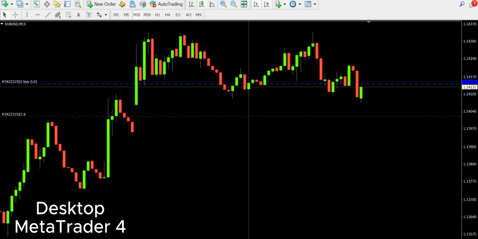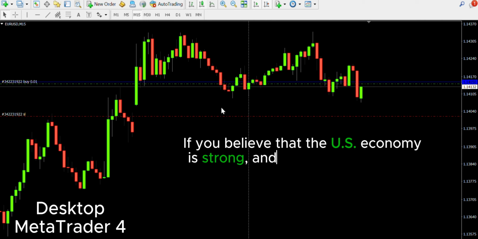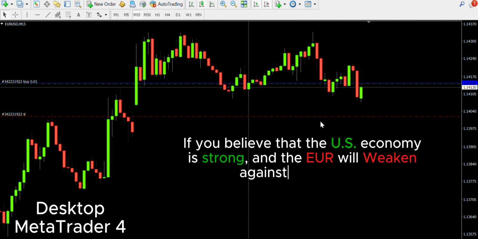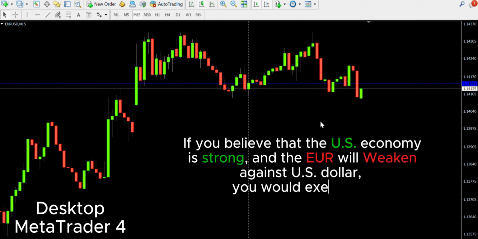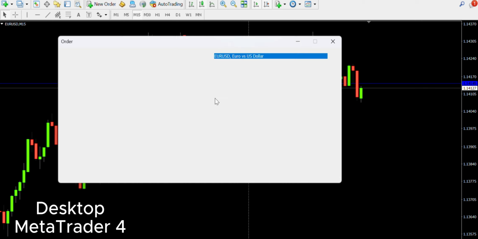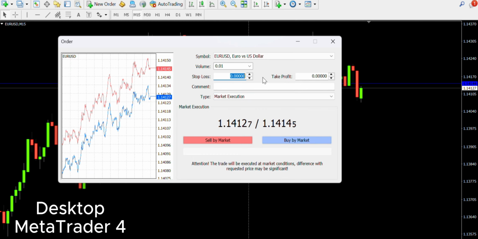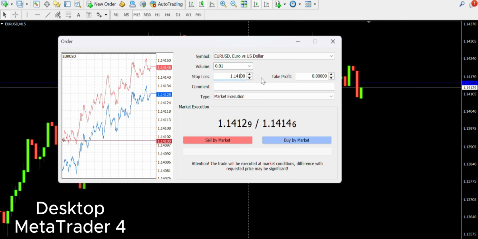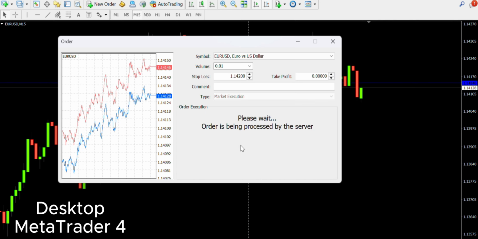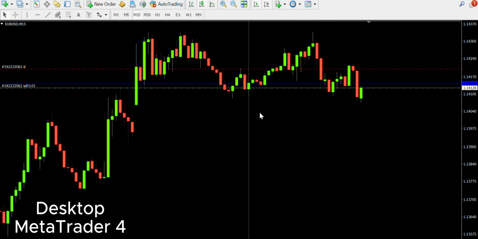On the other hand, if you believe that the US economy is strong and the euro will weaken against the US dollar, you would execute a sell Euro USD order. It will look like this. Similar, only the stop loss has to be placed above the current price in order to execute with a stop loss. By doing so, you have sold euros with the expectation that it will fall versus the US dollar.